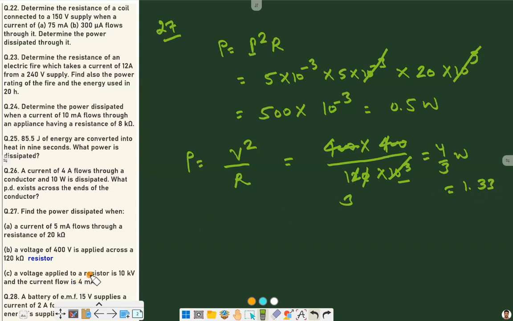Now in the third part, C, the voltage applied to a resistor is 10 kilovolt. Voltage is given and current is given. So power is simply V into I. 10 kilovolts is 10 into 10 to the power 3. Current is 4 milliampere, 4 into 10 to the power minus 3. So it is 40 watt. These will get cancelled out. With this, moving to question number 28.